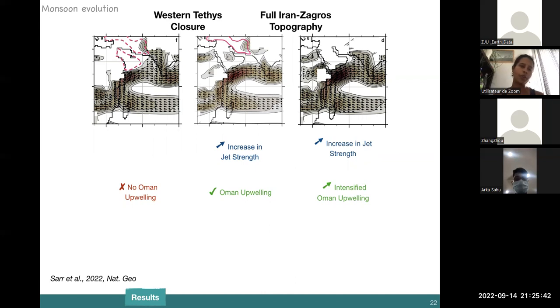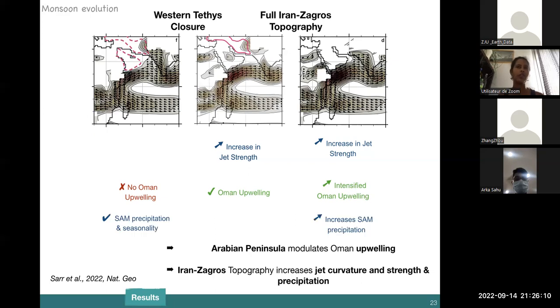Then if I open the seaway in the Western Tethys region that was closed in the late Miocene simulation, I almost do not change the wind, although it is more confined below 10 degrees north. And what is super important is that I remove the Oman upwelling, meaning that this upwelling state, on and off, is mostly fully driven by what happened in the Western Tethys region.